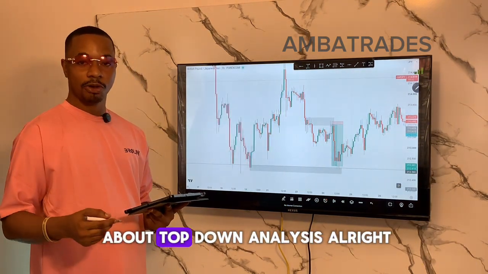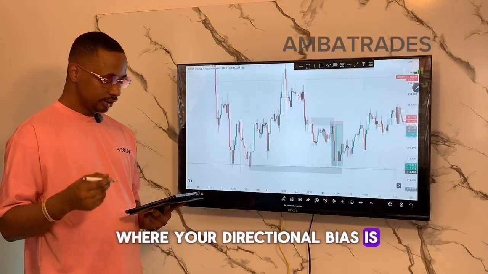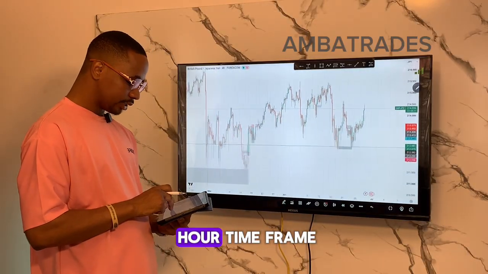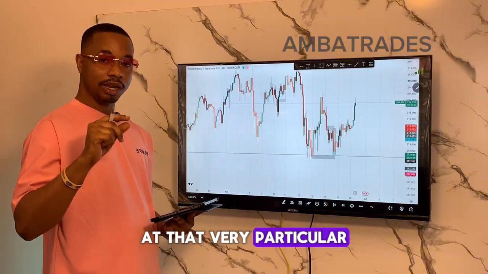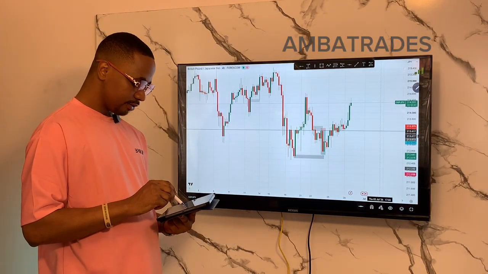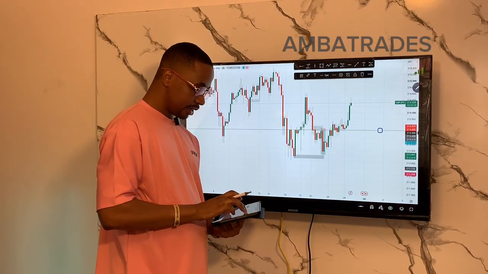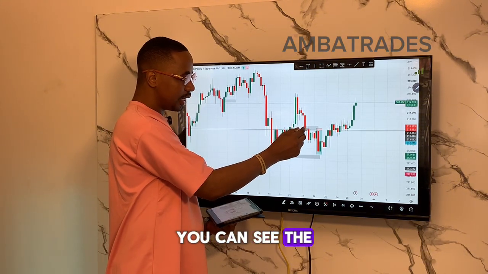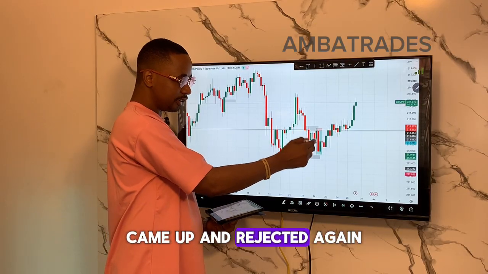Remember, I said something about top analysis. Top analysis will help you to know where your directional bias is and where the market is going. As you can see, this is the 4-hour time frame, and yesterday the price was just at this level. Remember, this point here is a key level. You can see the market rejected from there, came up a little bit, rejected again, came up and rejected again.